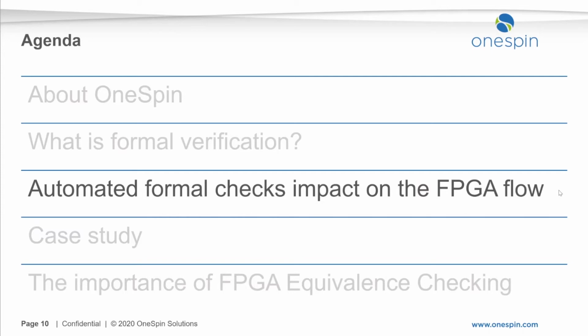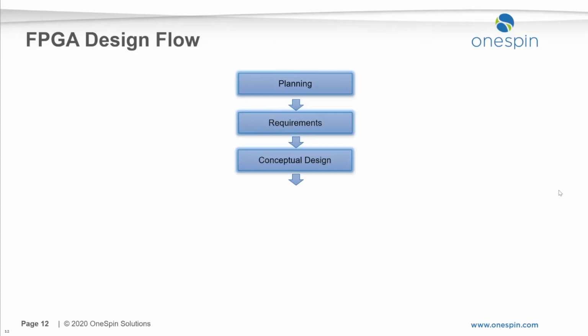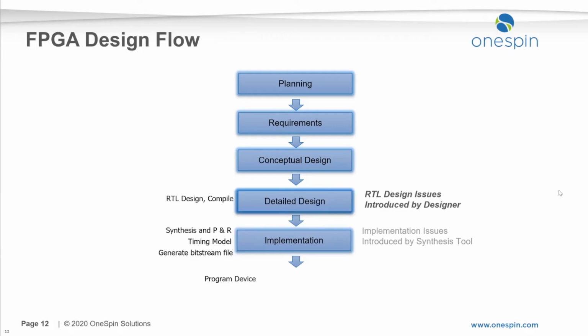Now let's talk about how these automated formal checks can impact your FPGA flow. If we look at a typical FPGA flow and what RTL issues can happen in it, while you'll do your planning, requirements, and conceptual design, we won't cover that today. What we will cover is two different things. So what do you do when you have a detailed design? This will be the topic of this chapter. And later on, we'll move to implementation and equivalence checking.